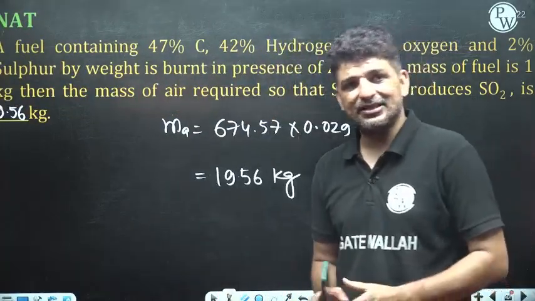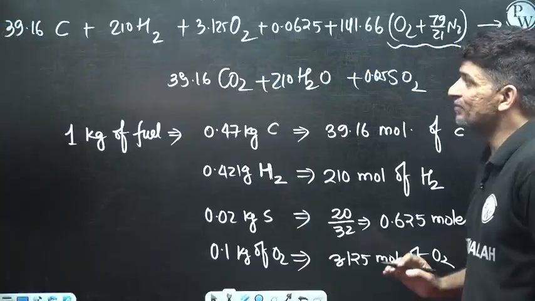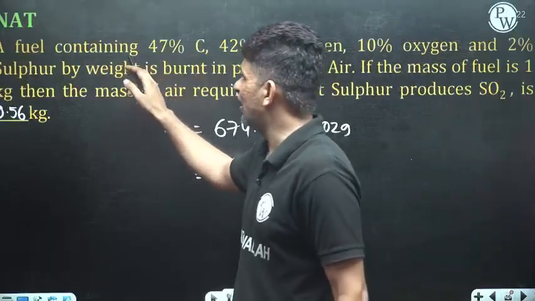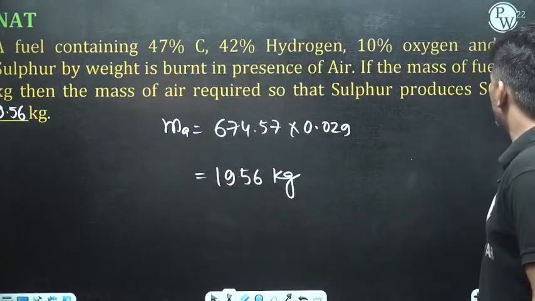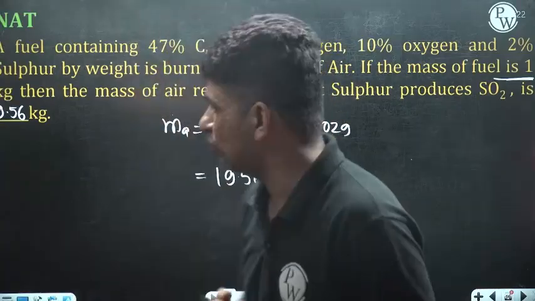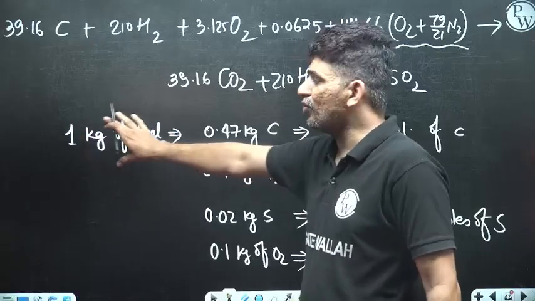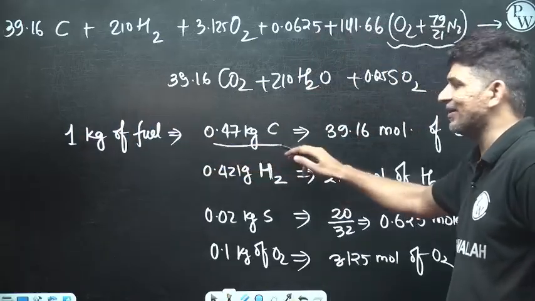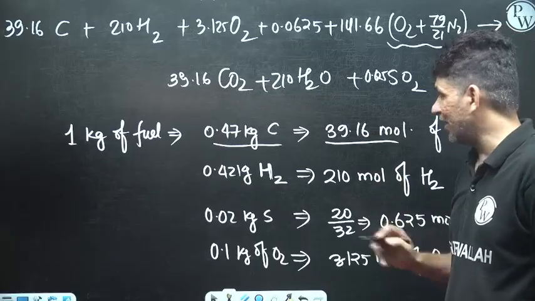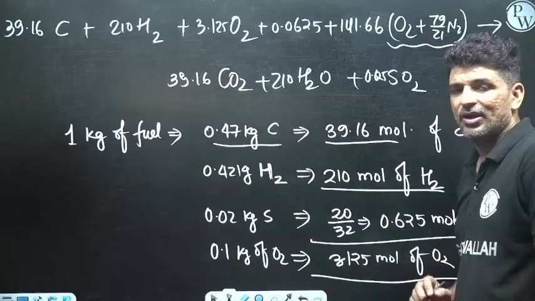So guys, this was again an excellent question, though it is very easy. Once you are given a fuel of 1 kg, first you have to calculate how many moles correspond to that 1 kg. If you have 1 kg of fuel, it will be 0.47 kg of carbon, and that would lead to 39.16 moles of carbon. Again 210 moles of hydrogen, so many moles of oxygen, and so many moles of sulfur.